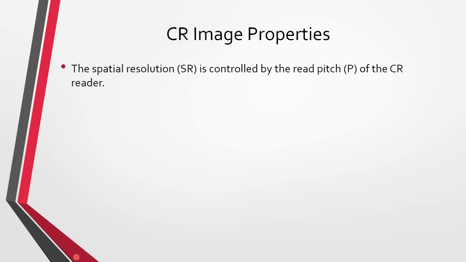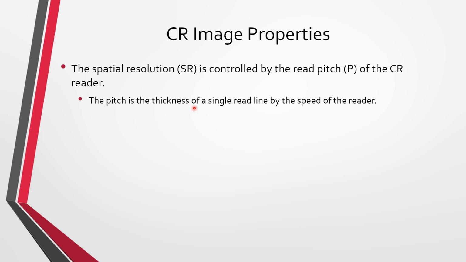We'll go ahead and we'll move on to the image properties now. For CR, the spatial resolution is controlled by the read pitch of the CR reader. The pitch is the thickness of a single read line by the speed of the reader. We needed the laser to be very thin, is what we said. So this is the thickness of the read line, is how thick the laser is. And the speed is how fast the image plate's going in the direction of the read by the motor.